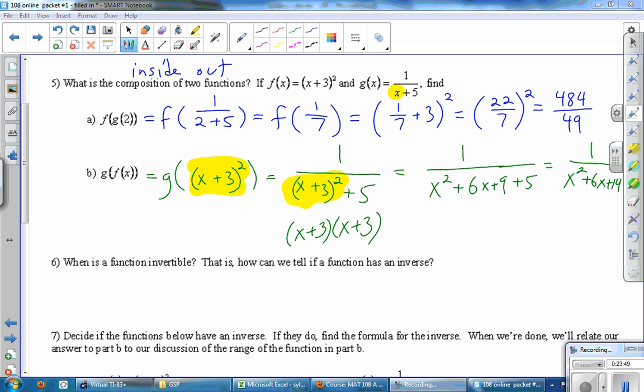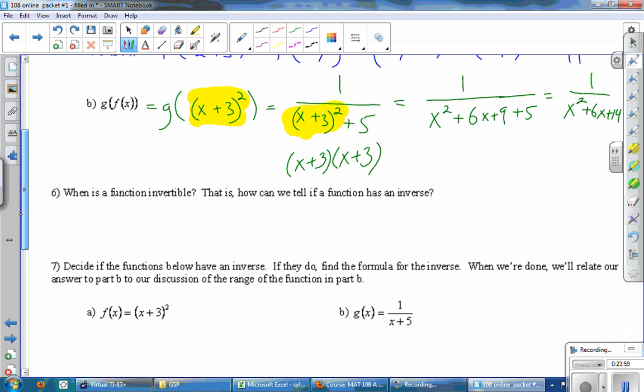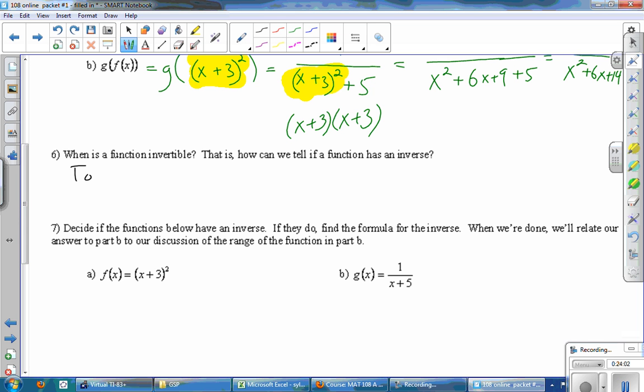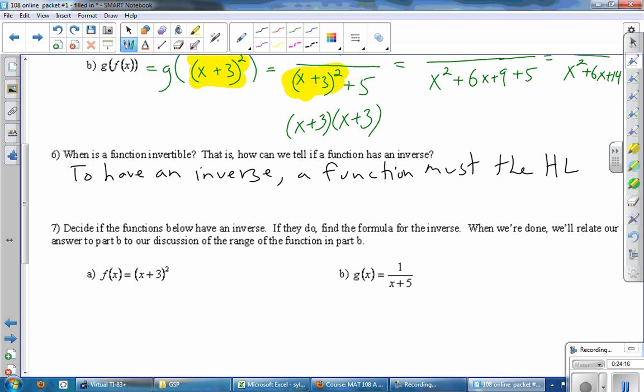Number 6, when is a function invertible? That is, how can we tell if a function has an inverse? Okay, so in your reading, or hopefully you've seen this in some prior math class, in order for a function to have an inverse, the function must pass a test, a horizontal line test. That is to say, when you draw the function, for any horizontal line that you draw on top of that function, there better be one and only one place, or at most one place, where the horizontal line hits the graph.